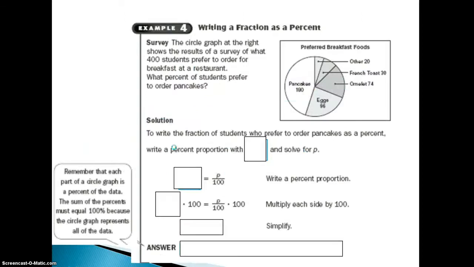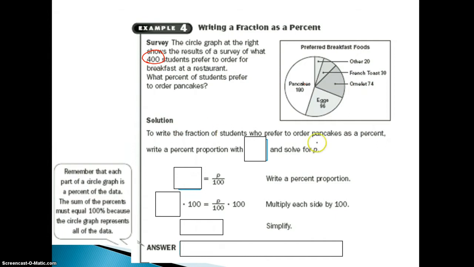In example 4, we're writing a fraction as a percent. The circle graph at the right shows the results of a survey of what 400 students prefer to order for breakfast at a restaurant. What percent of students prefer to order pancakes? Right now they're just telling me the number of students out of the 400 that prefer each type of breakfast.